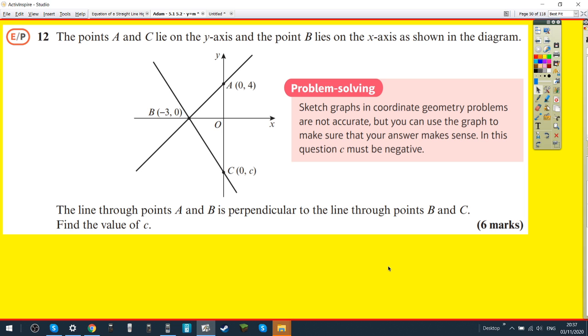So do we work out A and B first? Do we need to work out A and B to get c? Like A is 0, 4. What I think you'll need to work out is the equation of the line AB, going through A and B.